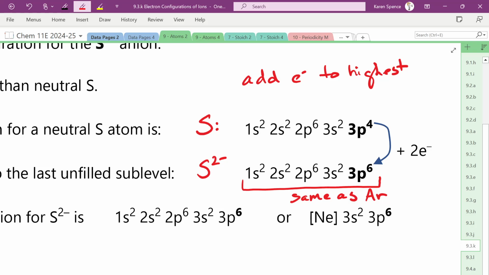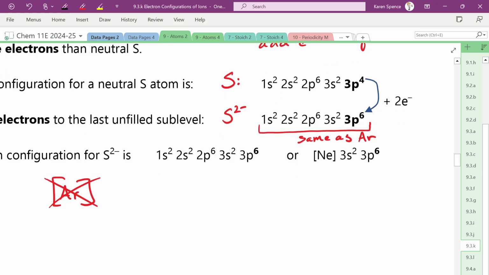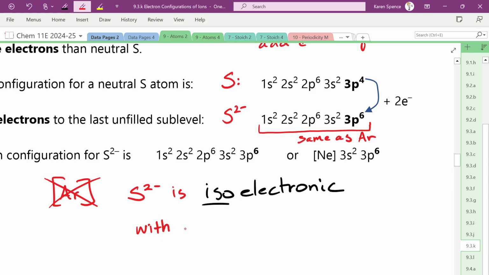Now, am I allowed to write the electron configuration as argon? No, because you cannot just write a core and then be like, okay, I'm done. No. However, I'm going to introduce you to another word. S2 minus is isoelectronic with argon.